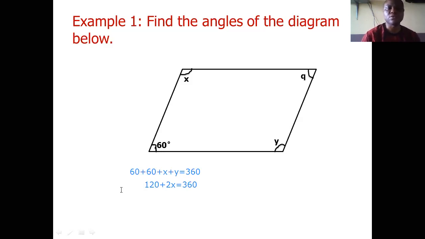Okay, so who is giving us an answer? 240 divided by 2, so X is equal to Y is equal to 120. Thank you very much. Let's continue.